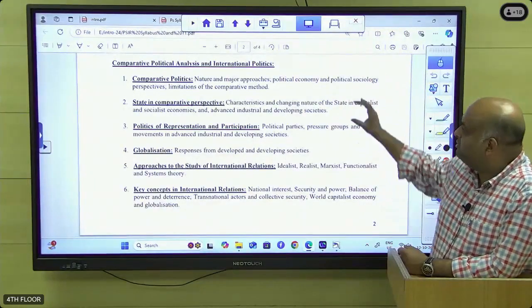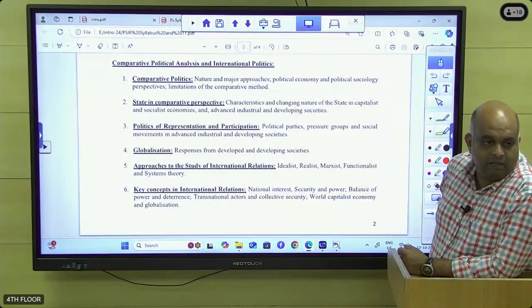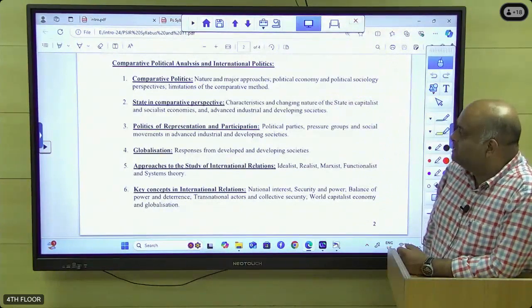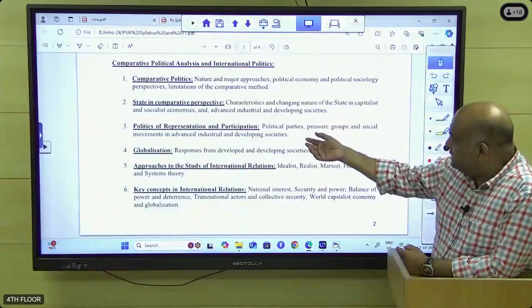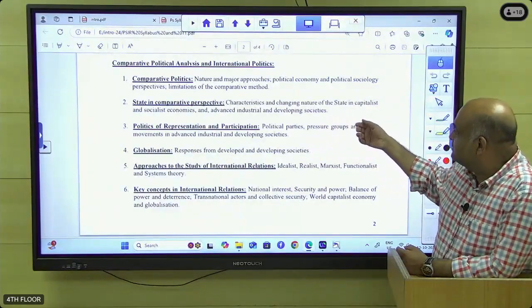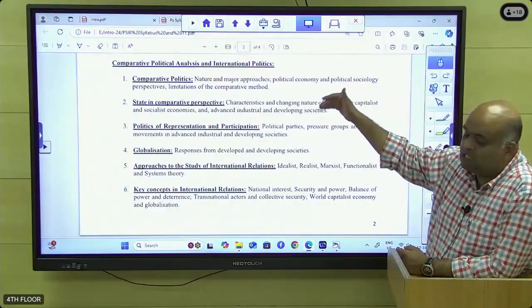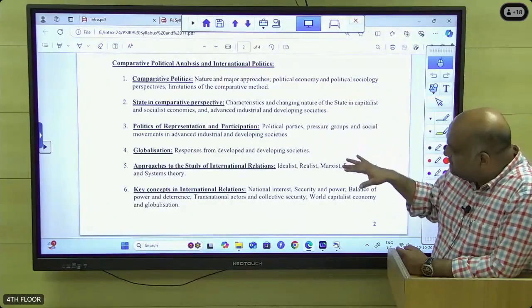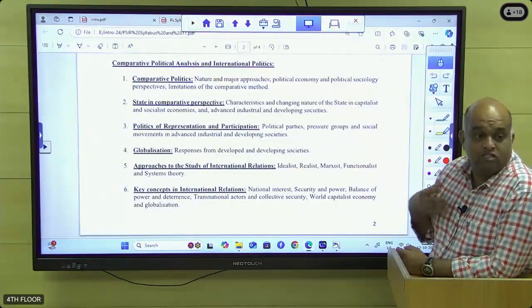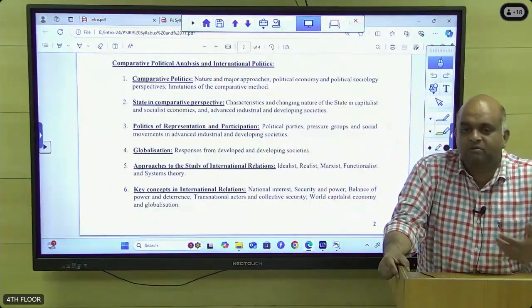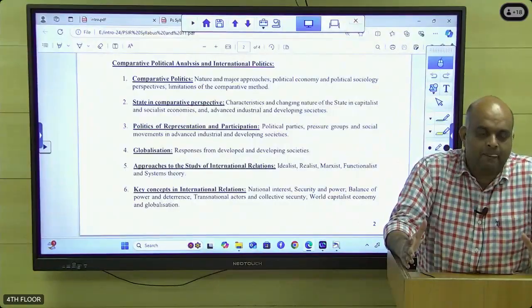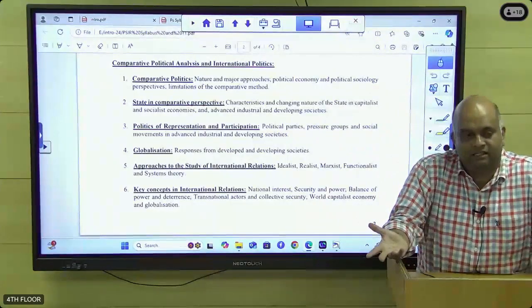Like that, you can spend 4 or 5 hours and get paper one, chapter number one, ready. Similarly, chapter number two is a matter of 3 hours only. The characteristic and changing nature of the state in capitalistic and socialistic economy, and in advanced industrial and developing societies. In paper one, we discuss the neo-liberal state, socialistic state, Marxist state, the same idea. Here, with respect to country, we have to delete.